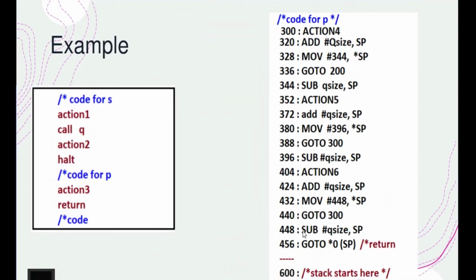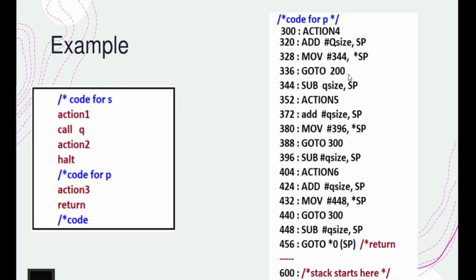Next let us see the code for P. Action, any number. First we will increment the stack size. Here we write S size, here we are writing Q size comma SP, just for differentiating. But actually the size of the activation record will be given. Then move hash 344 comma star SP. This is used to save the return address.